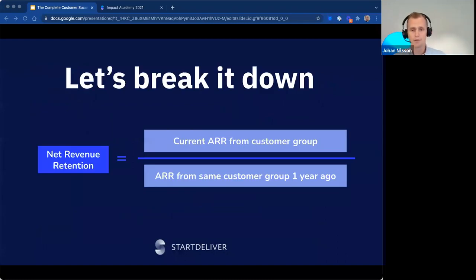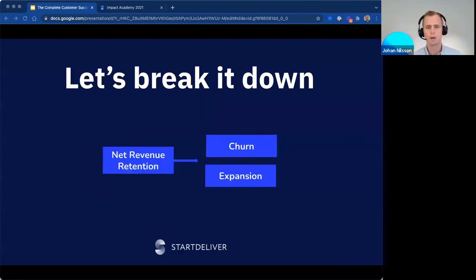So net revenue retention, I mentioned this just a minute ago. It's the current ARR from a customer group divided by the ARR for the same customer group 1 year ago. So that's like the financial number. But we want to go down to the operational part, and we want to make this useful in the day-to-day. So churn, that is basically if you lose a customer or if you lose part of a customer or a downgrade, has an impact on net revenue retention.